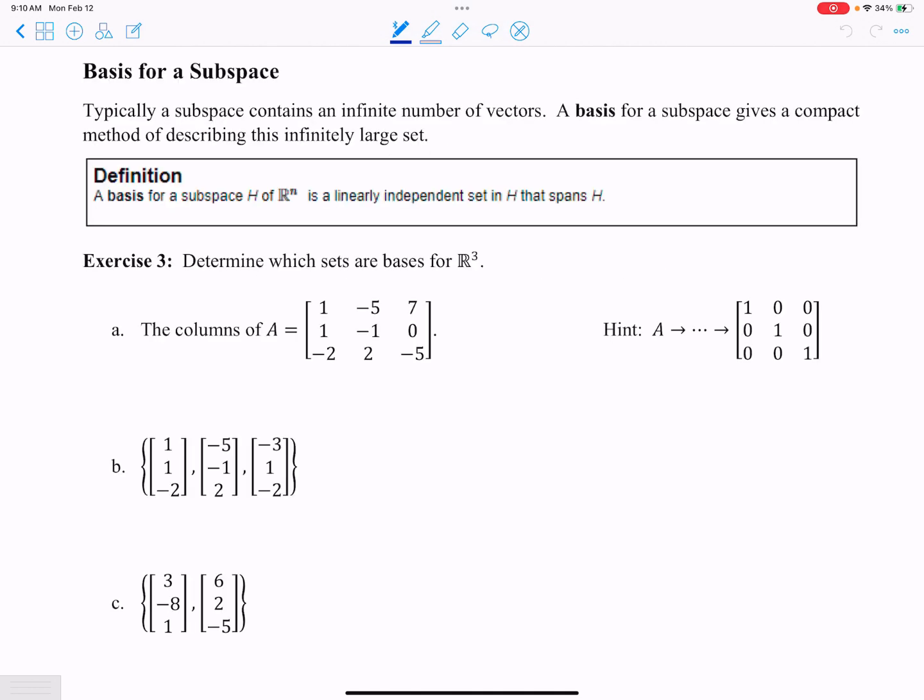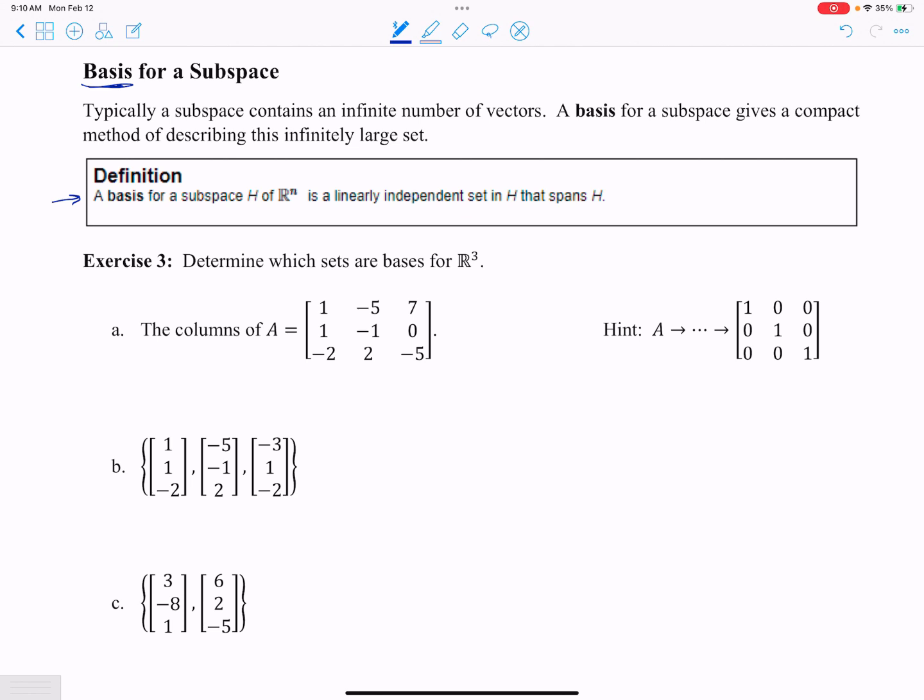There are an infinite number of vectors in a subspace, but we want to have a shorter way of representing what this space looks like. So we use a basis. In other words, what are the base elements for a subspace? A basis just has to be a set of vectors that are independent and span that space.